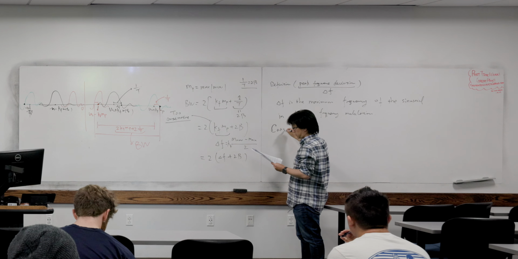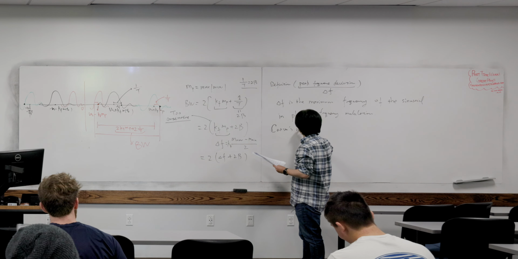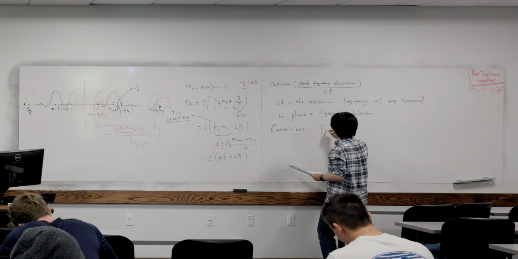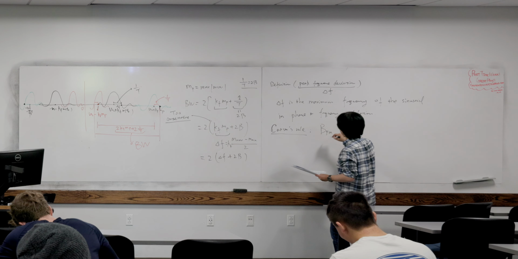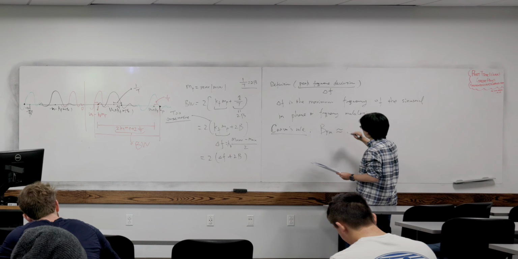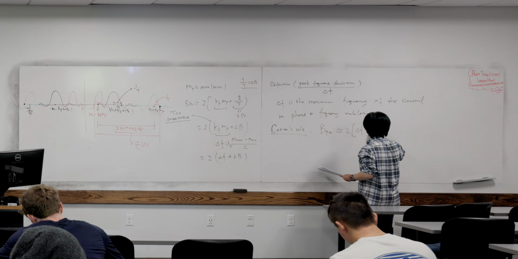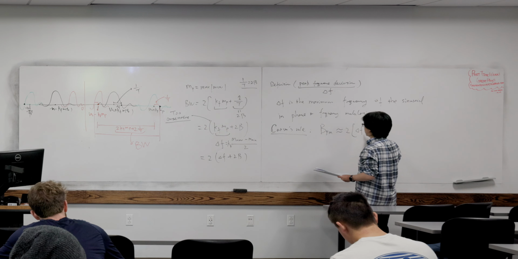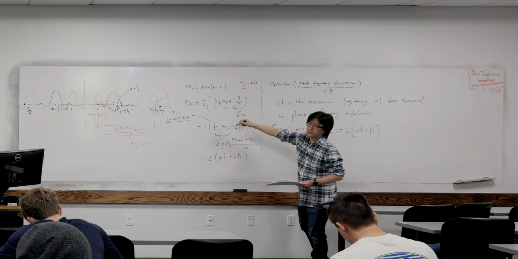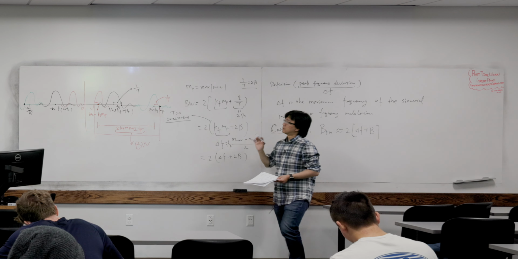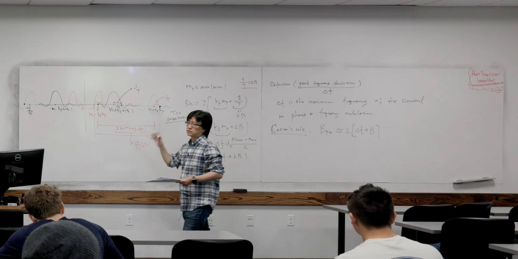It's called Carson's rule. Carson's rule says the bandwidth of FM, which we denote as BFM, can be estimated as the following: delta F plus B. So basically we ignore this 2 here and just write a single B. It turns out that this is a good estimate of the bandwidth of the FM signal.